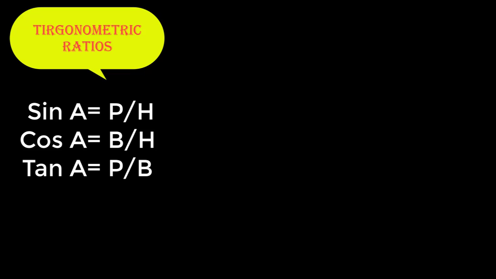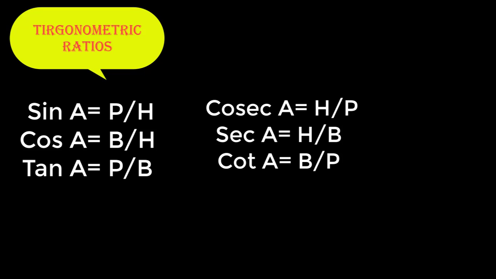Sin A is perpendicular upon hypotenuse. Cos A is base upon hypotenuse. Tan A is perpendicular upon base. Cosec A is 1 upon sin A, that is hypotenuse upon perpendicular. Sec A is 1 upon cos A, that is hypotenuse upon base. Cot A is 1 upon tan A, that is base upon perpendicular. You need to understand this and memorize this.